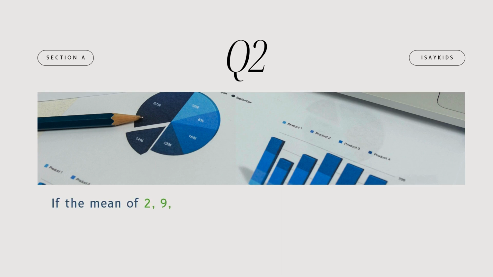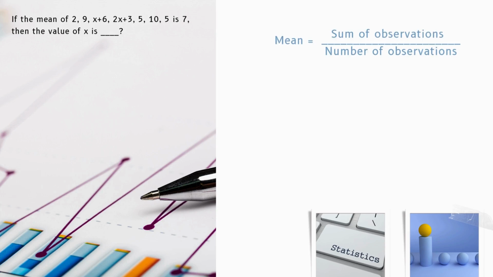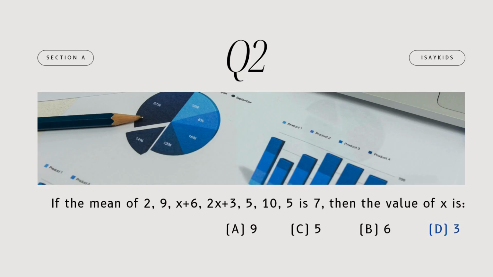If the mean of numbers 2, 9, x plus 6, 2x plus 3, 5, 10, 5 is 7, then the value of x is which of the given values? Now mean is given by sum of observations upon number of observations. Mean is 7, number of observations is 7. We get the sum of observations as 40 plus 3x. Solving it, we get x equal to 3. Thus, the correct option is option D.